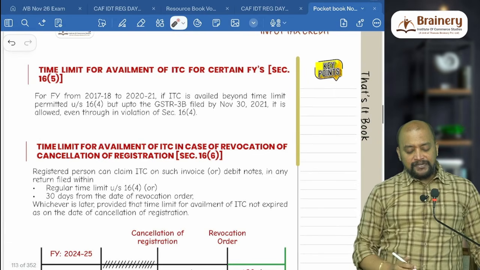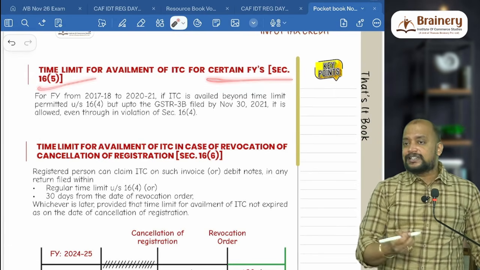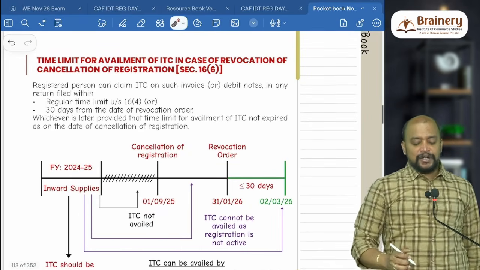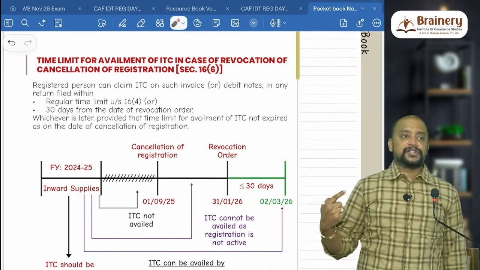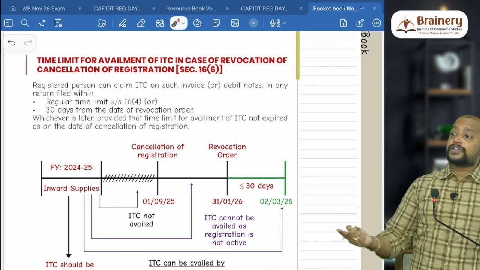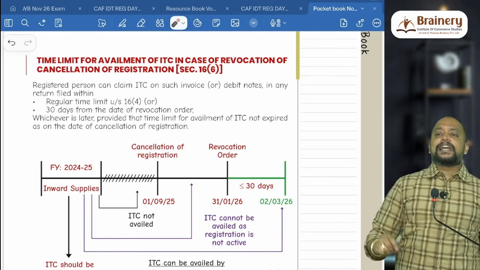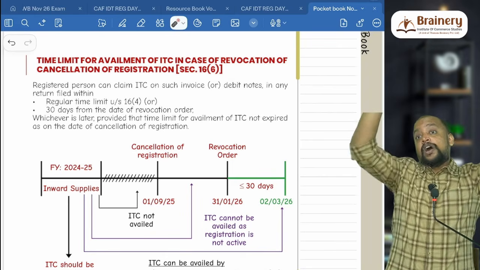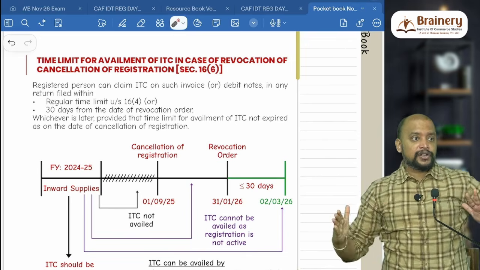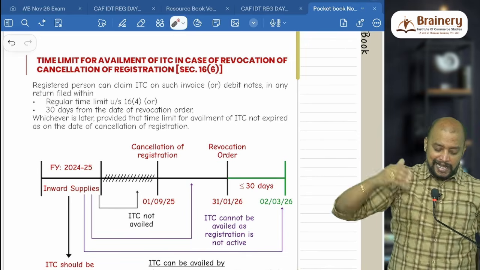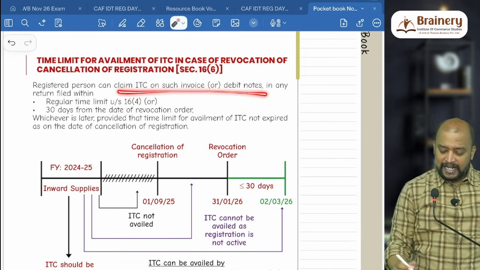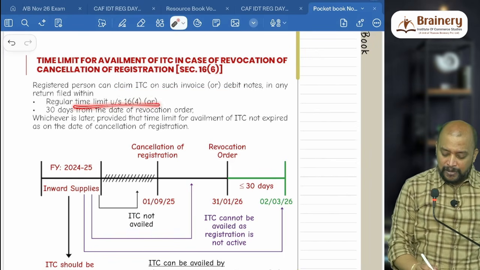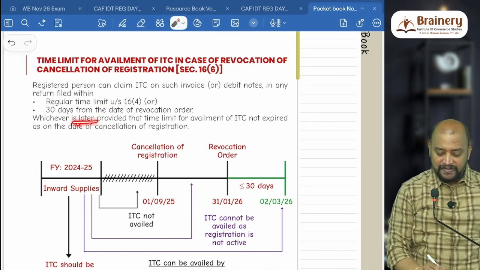Next, time limit for availment of ITC for certain financial years. This is not applicable now, 16 subsection 5 and 16 subsection 6. Time limit for availment of ITC in case of revocation of cancellation of registration. Whenever there is a revocation of cancellation of registration, we need to check the time limit as per 16.6, that is the regular time limit as per 16.4 or 30 days from the revocation order, whichever is later. You can see that a registered person can claim ITC on such invoices or debit notes in any return filed within the regular time limit or 30 days from the revocation order, whichever is later.